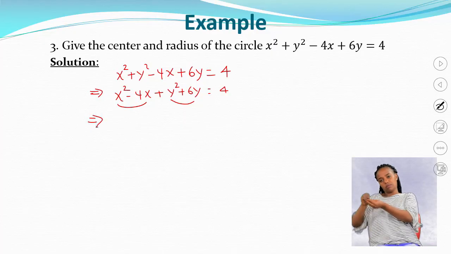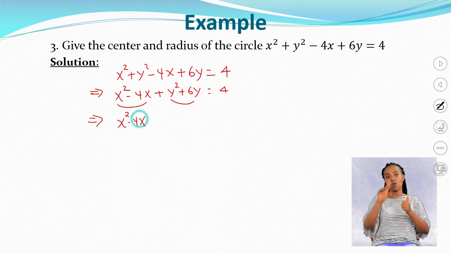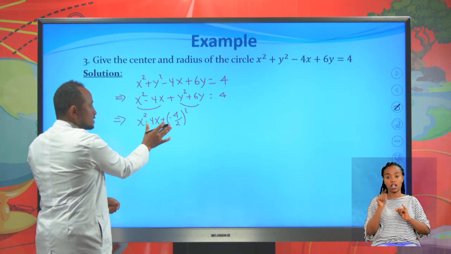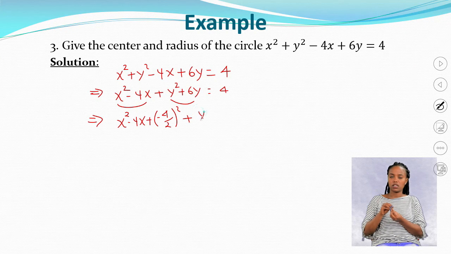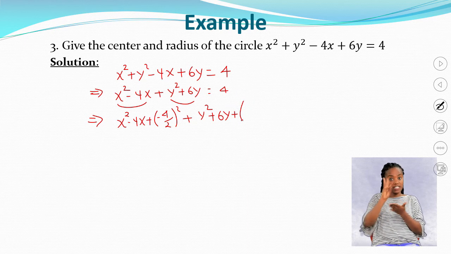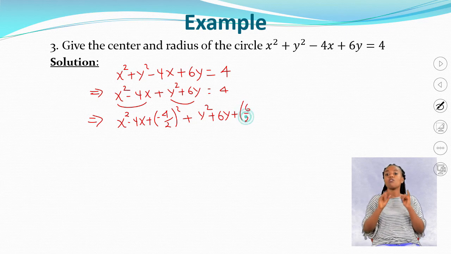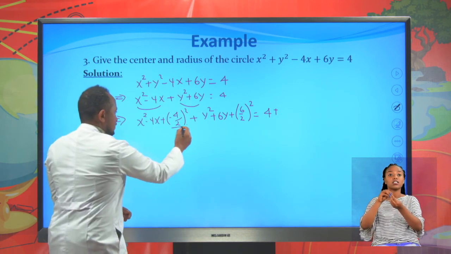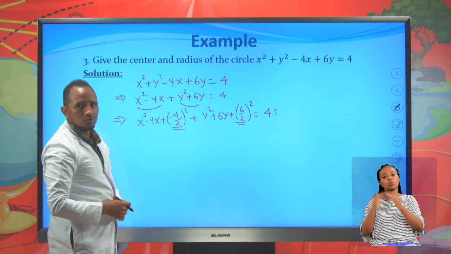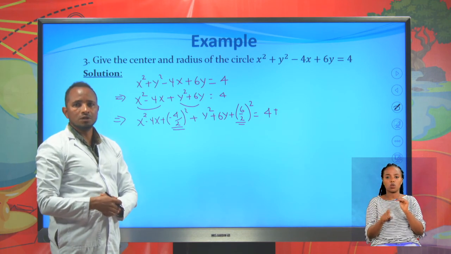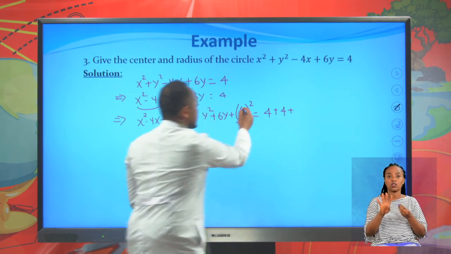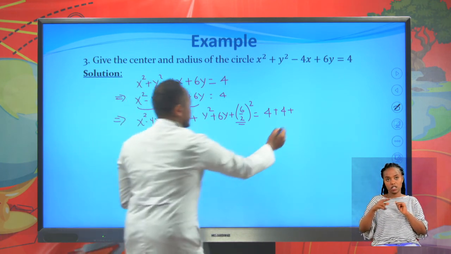Therefore, it's x squared minus 4x plus, let's add half of this term, negative 4 over 2, squared. So this becomes a square form, plus y squared plus 6y plus half of this middle term, 6 over 2, squared, is equal to 4 plus the values added on the left side. These two values must be added to the other side so that the equation will not be changed. Therefore, you add negative 4 over 2, which is negative 2, squared, which is 4. You add 4, and 6 over 2 is 3. 3 squared is 9. You add 9 here.